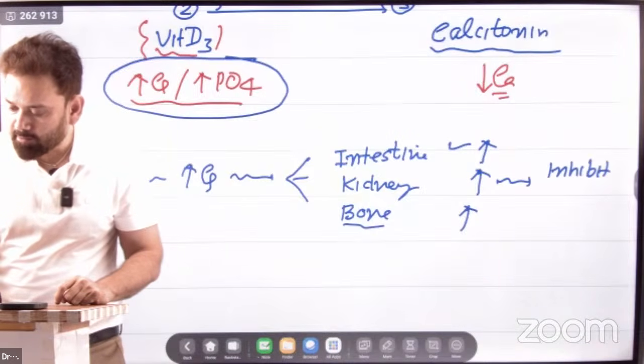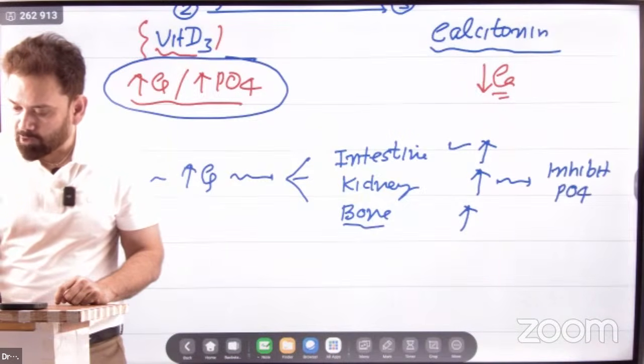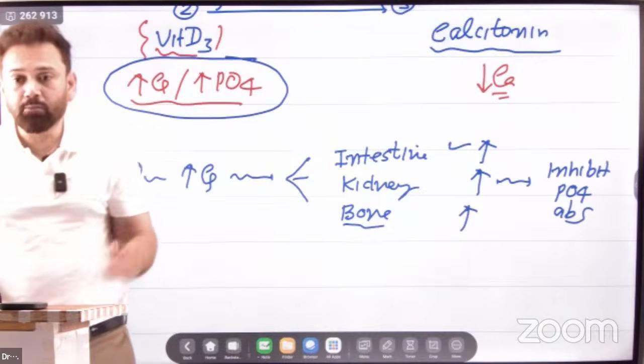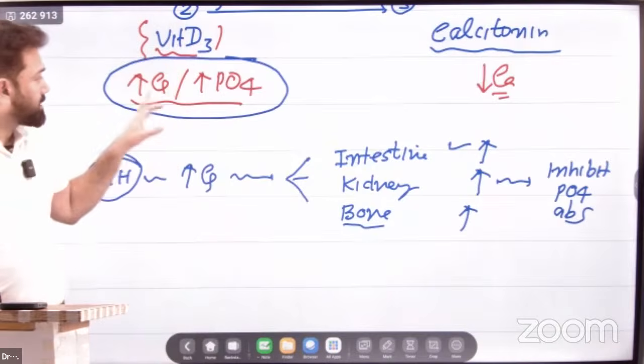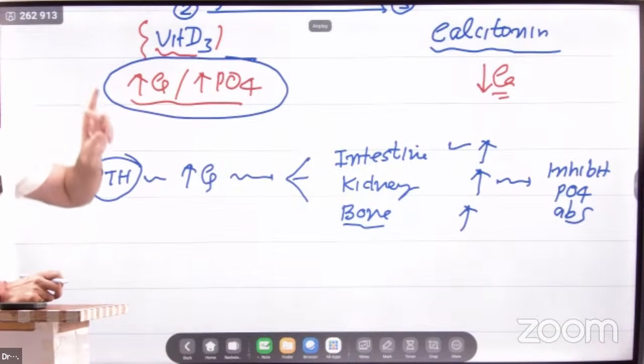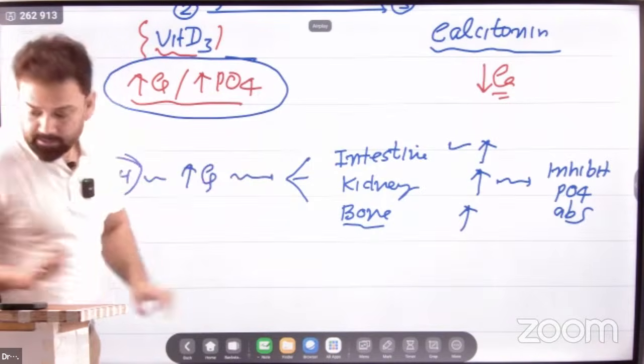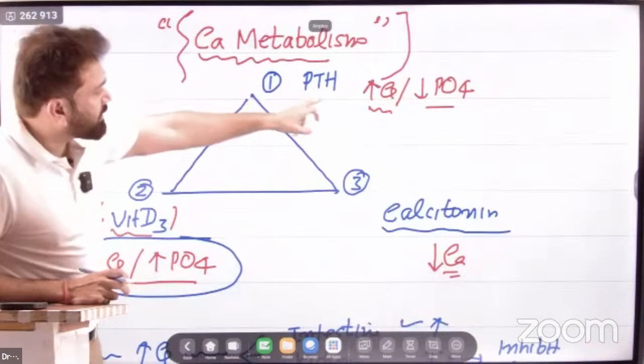It inhibits phosphate absorption. One more point. एक कैल्शियम बढ़ाता है और फॉस्फेट को कम करता है. कैल्शियम बढ़ा रहा है और फॉस्फेट को कम कर रहा है. वहां गया, कहां गया? That is, कैल्शियम को बढ़ा रहा है, फॉस्फेट को कम कर रहा है.